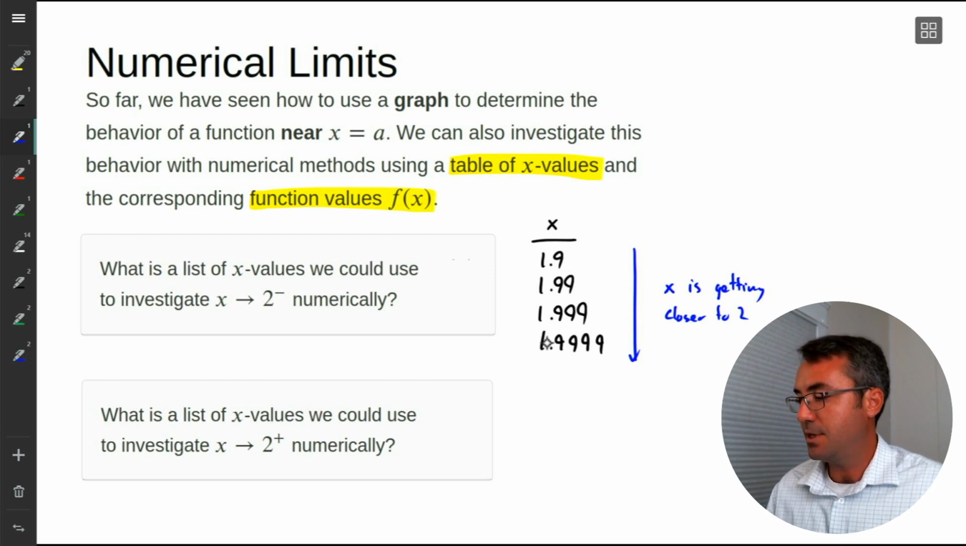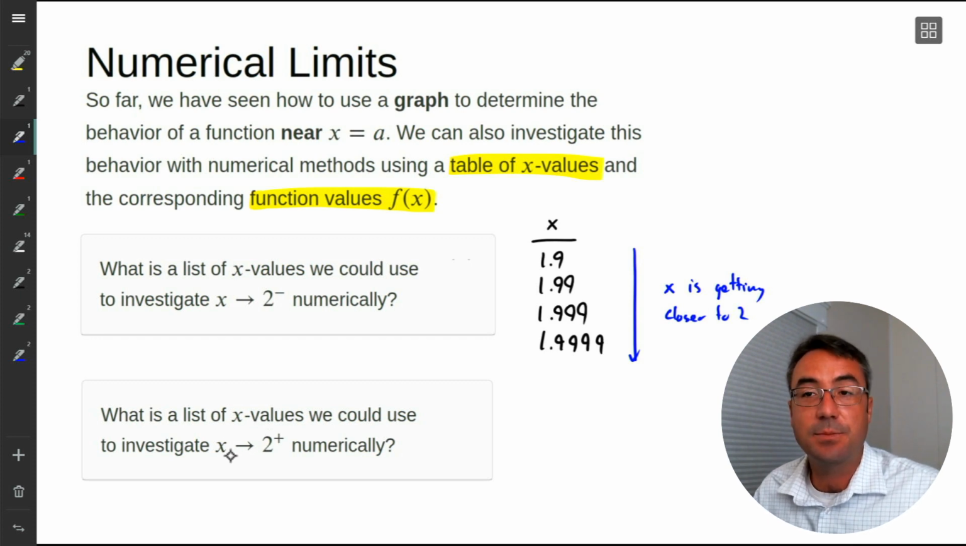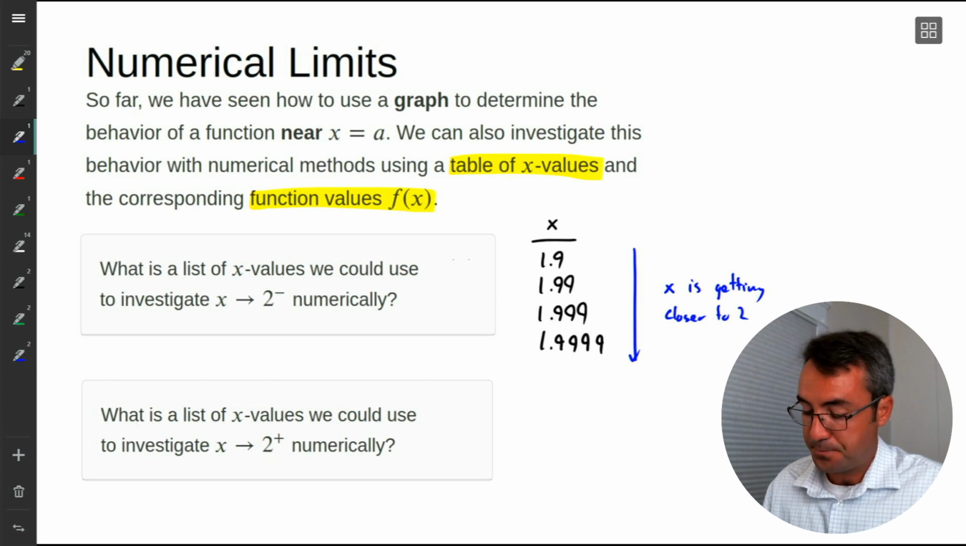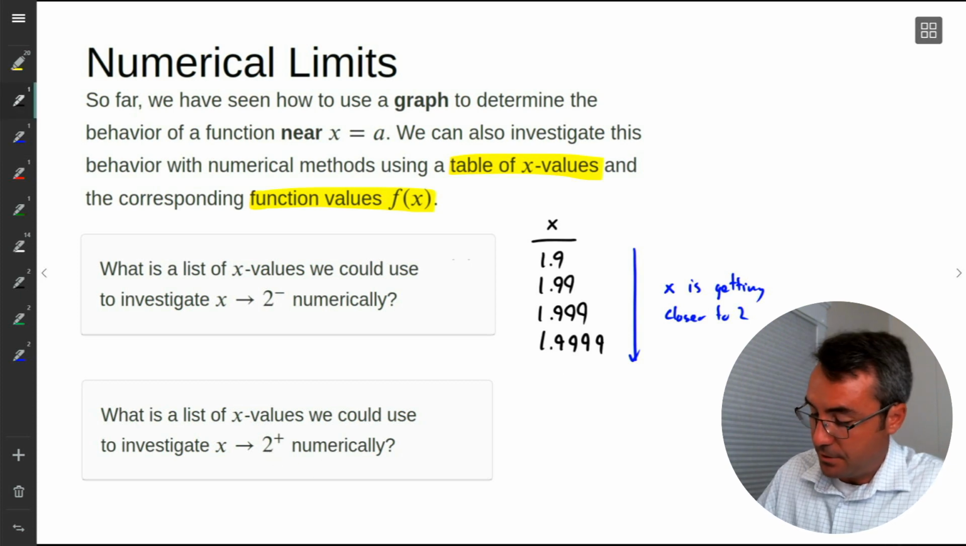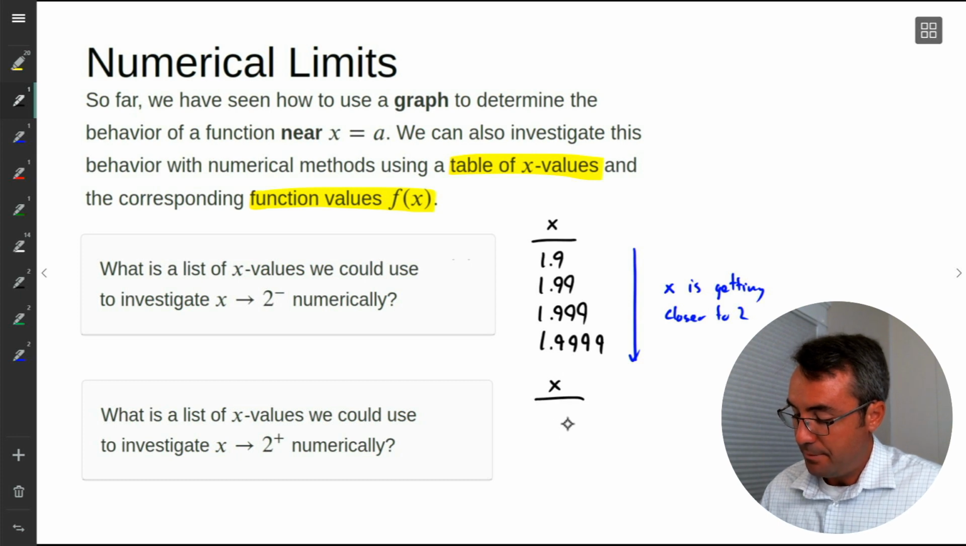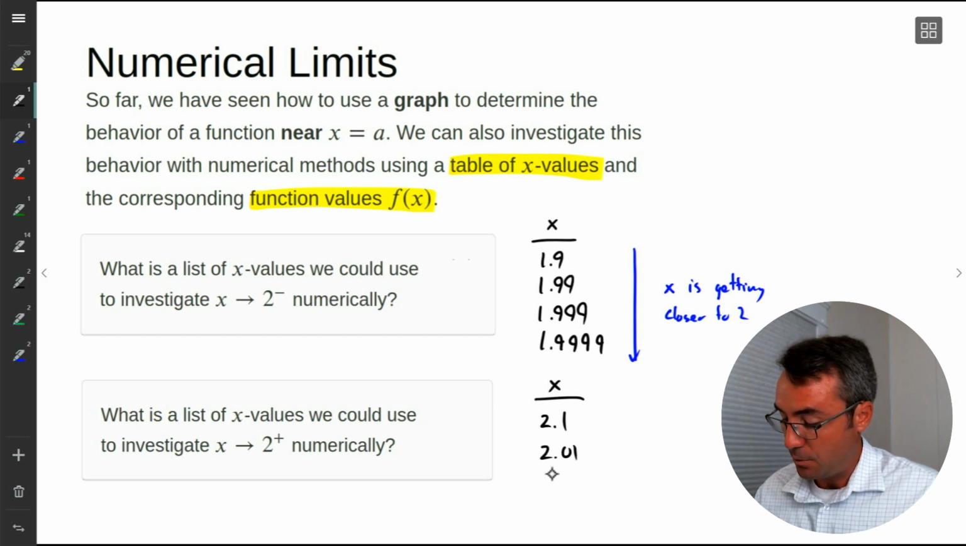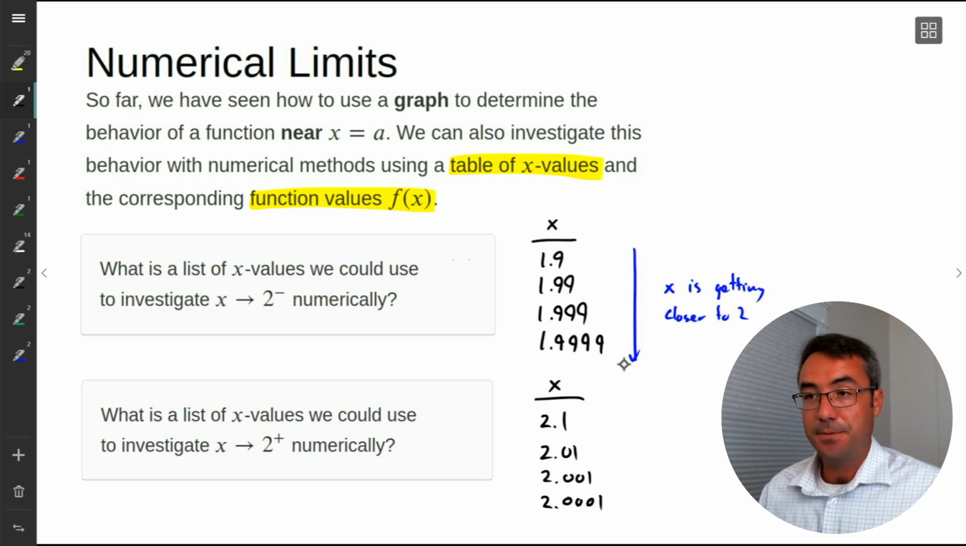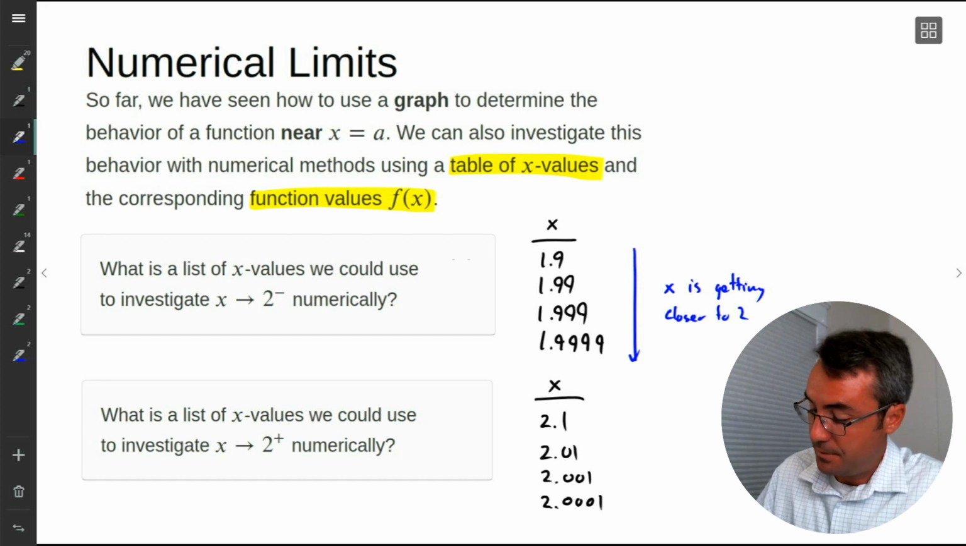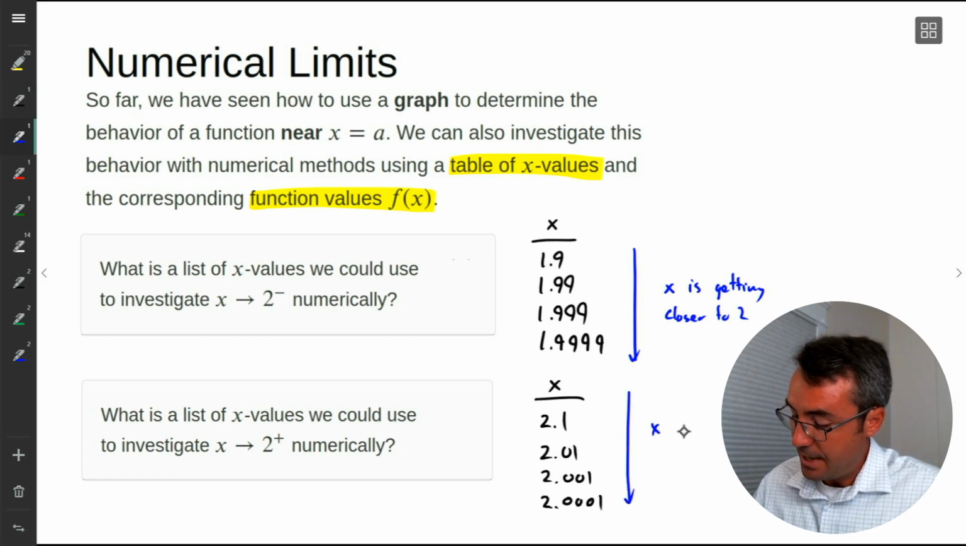Now, what about a list of x values that we could use to investigate x approaching 2 from the right? Again, there are all sorts of possibilities, but one example could be 2.1, 2.01, 2.001, 2.0001. As we read down this list, all of these values are getting closer and closer to the number 2, but they're slightly bigger. They're slightly larger. So as we read down this list, x is getting closer to 2.